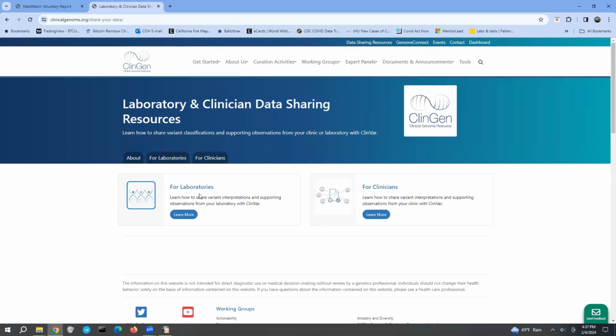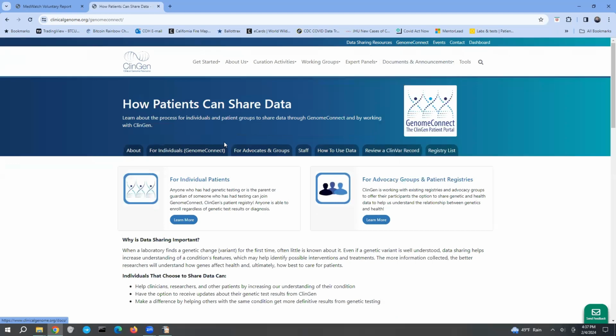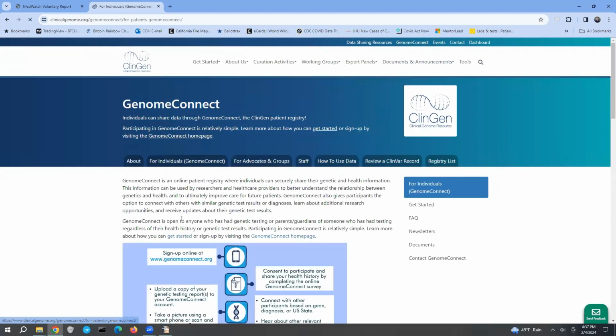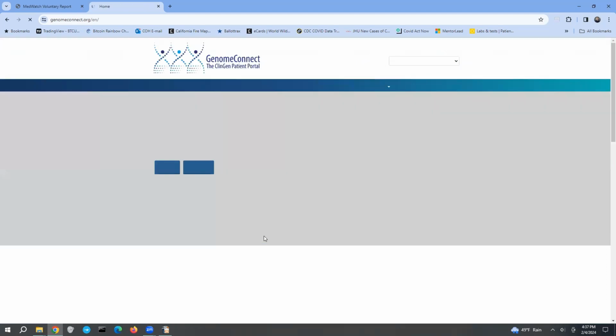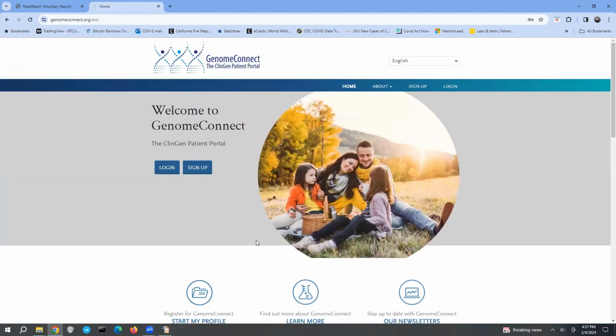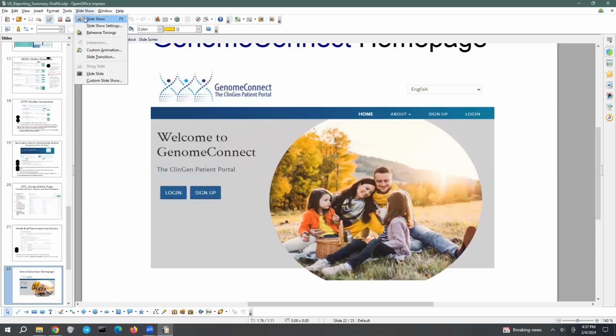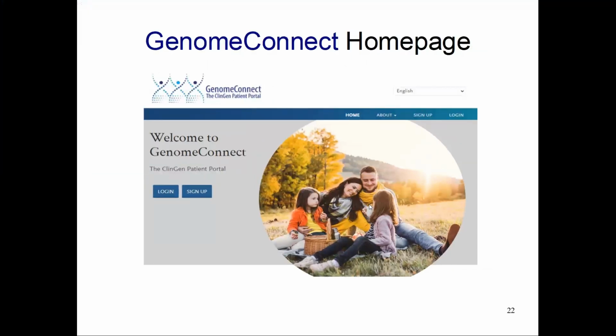This is where it says information for laboratories and clinicians, which I think is very important, and I'm very glad they do that. But for individuals like me, you want to go to Genome Connect, and then you select for individual patients. Then you click on this link to the Genome Connect homepage. Now this is where you need to be, where you can sign up to register for an account. After you do that, you can log in to participate. This is something I am very interested to learn more about.